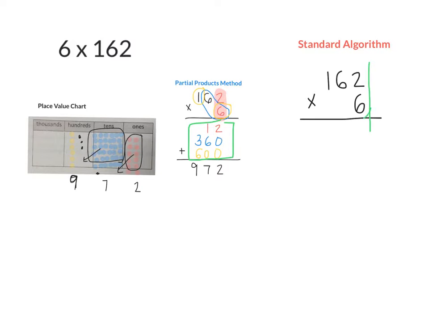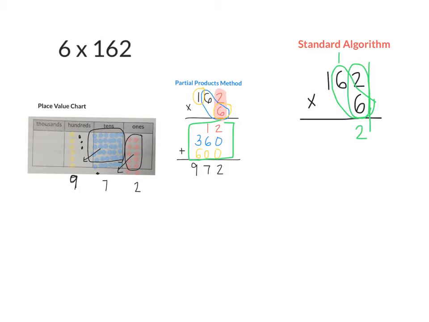We think to ourselves, 6 times 2 is 12. But I know that 10 of those can be regrouped. So I'm going to put a 1 up here because I'm recording the 2 from my 12, but I'm regrouping the 10 to become 1 more 10. Yes? Then I think to myself, 6 times 6 is 36.